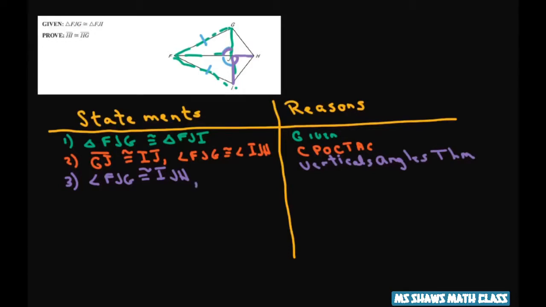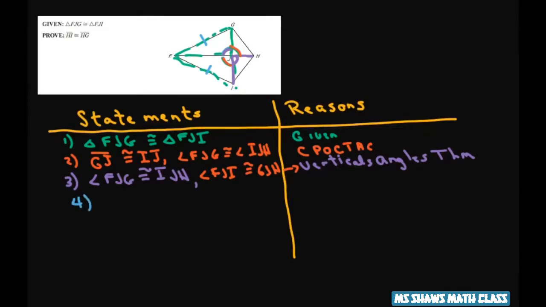But also, this one happens, this one right here. Let's do a different color there. These two, because of the vertical angles theorem. So we also know that angle FJI is congruent to GJH. Both of these based off the vertical angles theorem.